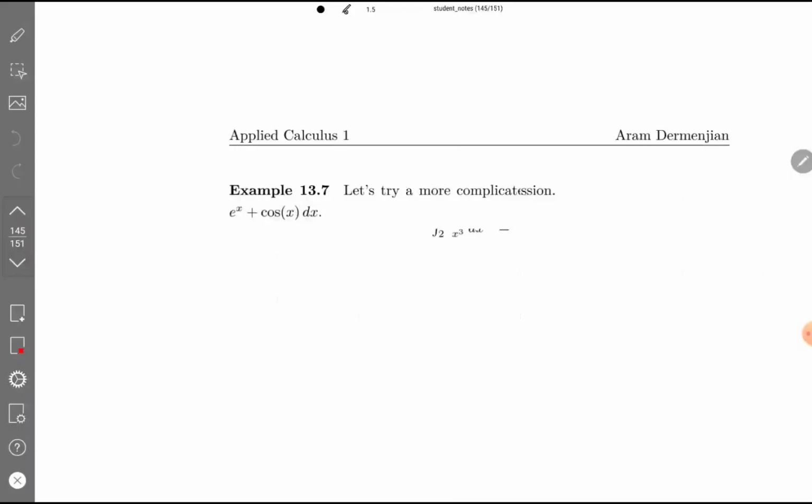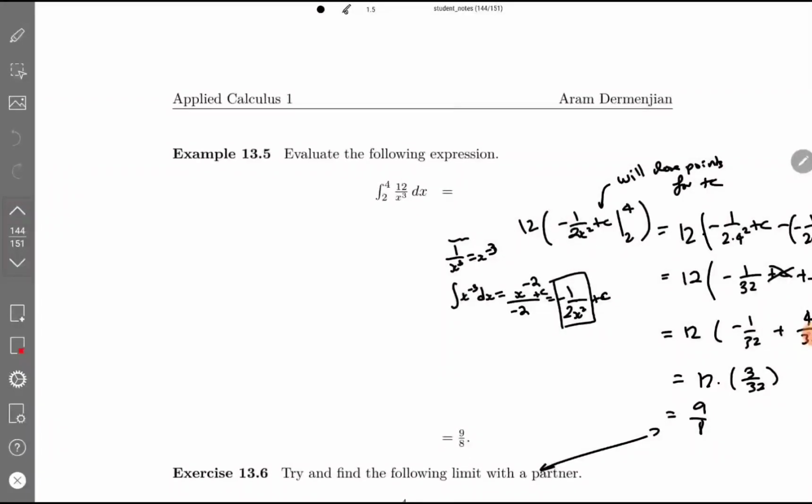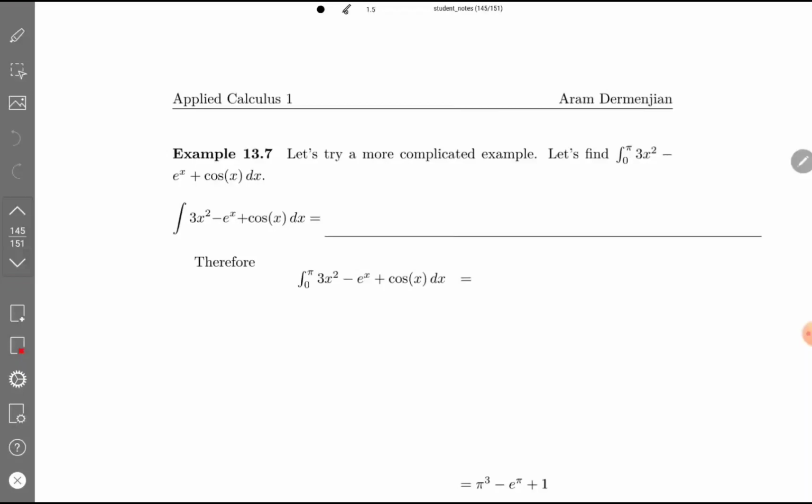Ooh, that looks weird. Let's go back down. Yes. So let's try a little more complicated example. And of course, this has decided to split into 2 lines. So I'm going to write this here.